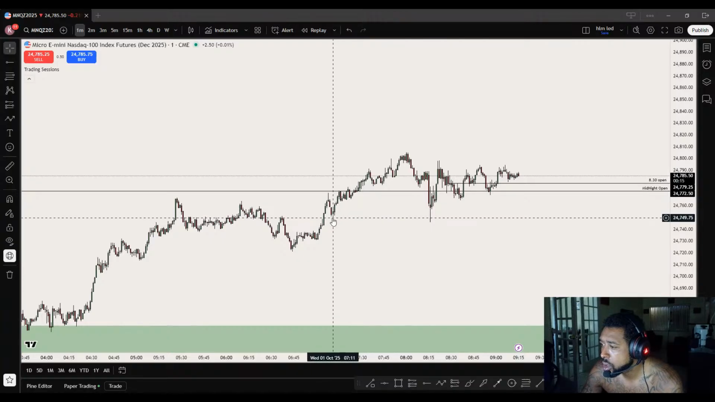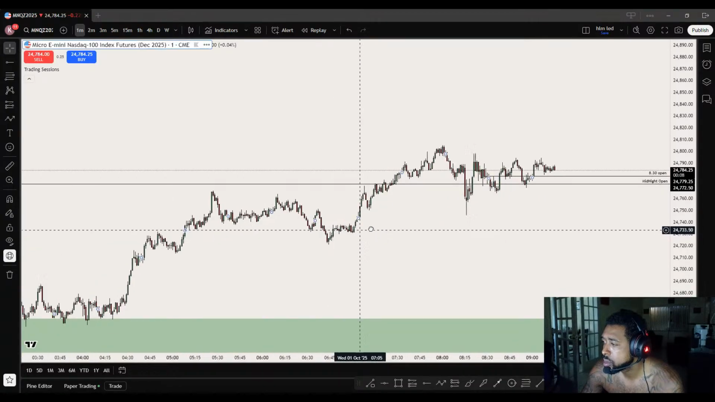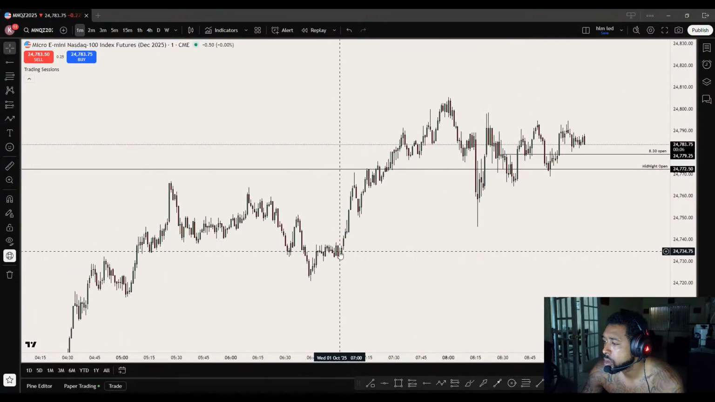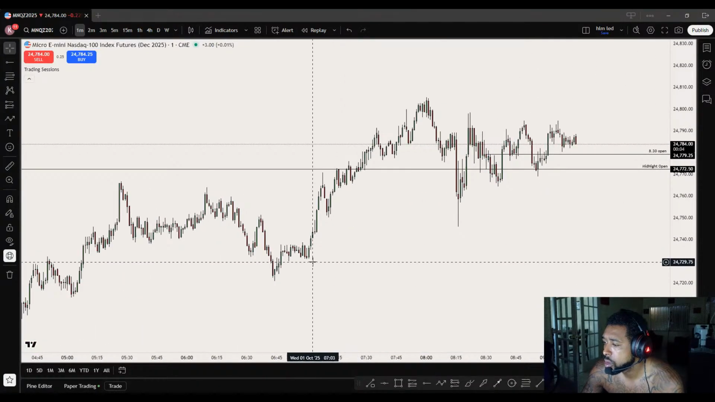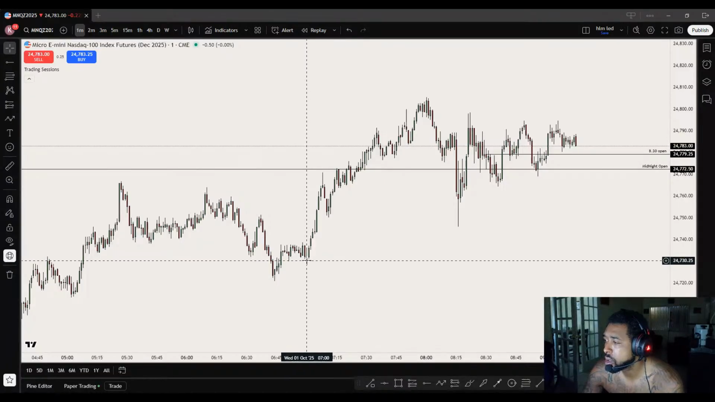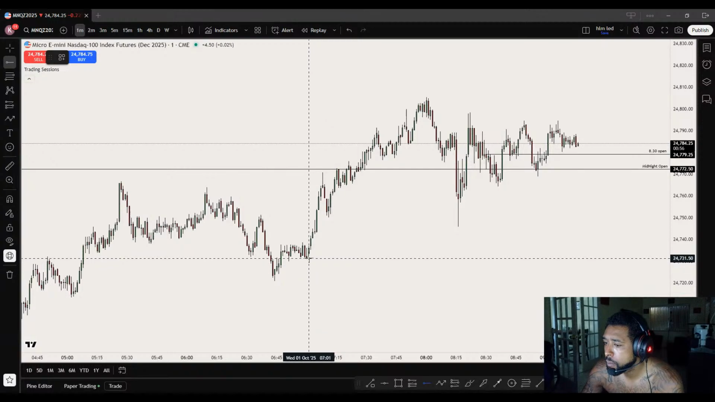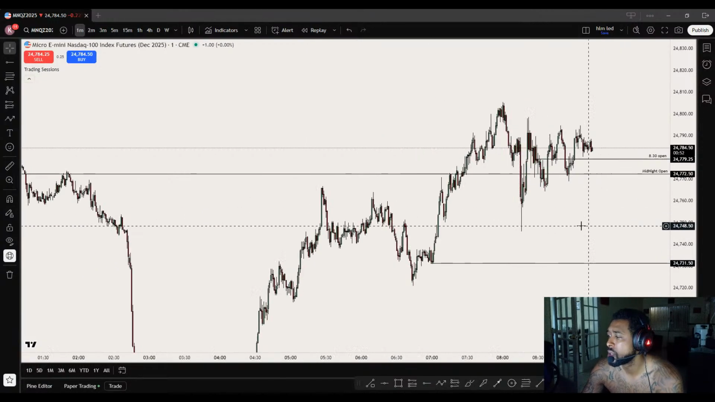So 7 o'clock is right here. The lowest low after 7 will be this low right here. This is the 7 o'clock low right here. Got the 7 a.m. low.